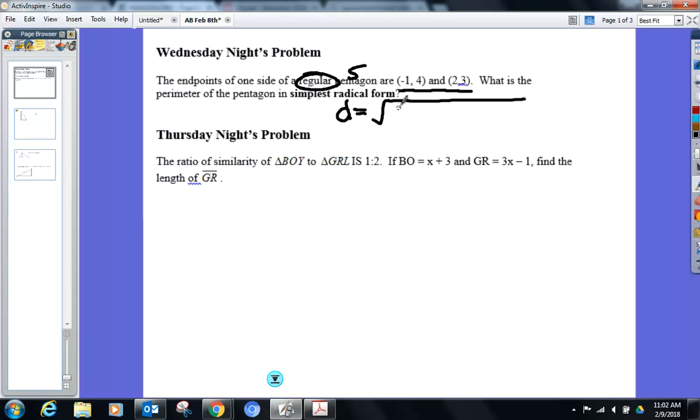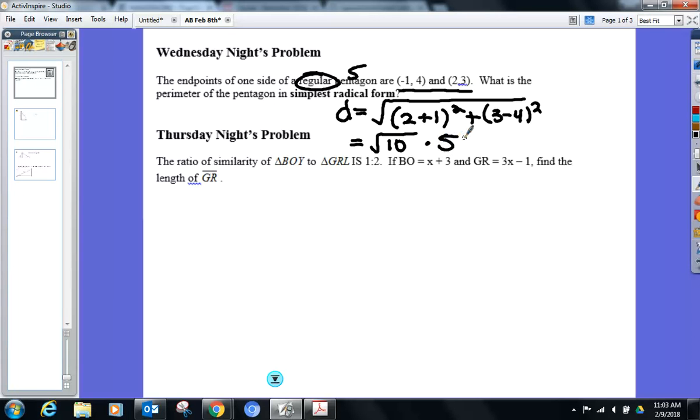D equals big square root. What are your x coordinates there, Kate? So 2 minus a negative 1. So 2 plus 1 squared. And then your y coordinates? 3 minus 4 squared. And what did you get out of here? The square root of 10. Yep. That's one side. How many sides? 5. So what do I want to do with that square root of 10?